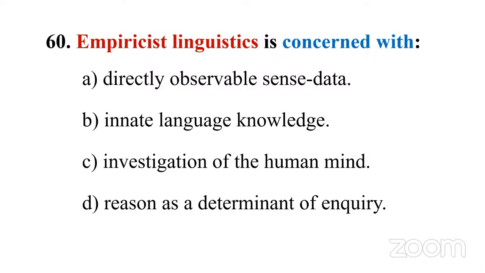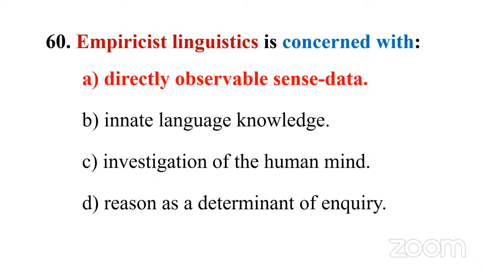So what is empiricist? It is something to do with science. And when we say science, do you think they go with innate language knowledge that is born with you, or investigation of the human mind, or reason as a determinant of inquiry? It is either A or D if you go with science. But when we say empiricist, they're more bothered about directly observable sense data. An empiricist is someone who bases his or her research on observable data around the world. So you need not bother about the topic; just get to know the meaning of that English word. Then you can easily crack these questions.